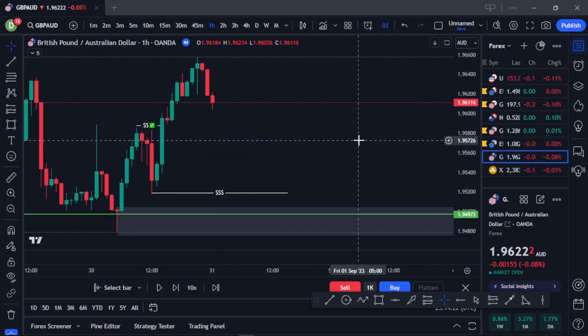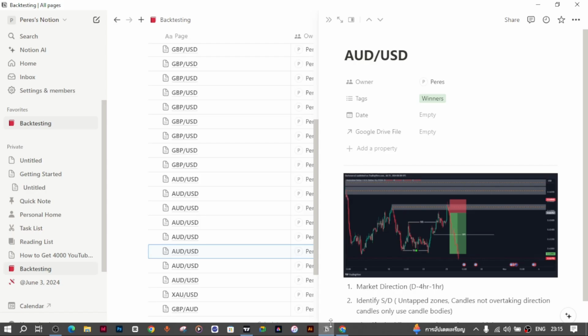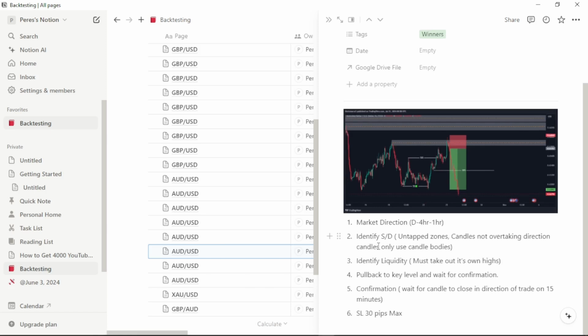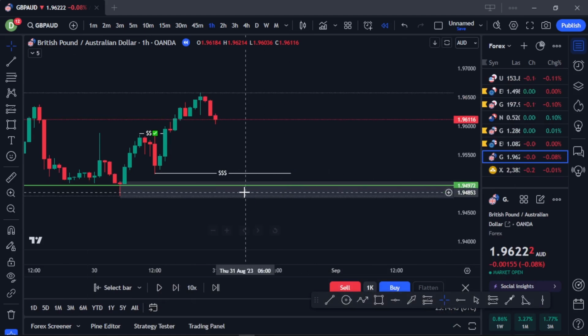So now the next thing we are waiting for is our entry confirmation. And the rule for waiting for our entry confirmation is simple. After identifying your supply and demand area, the next rule is simply to identify your liquidity. Now you've identified your liquidity area as well, and it has taken out its own highs. Now wait for a pullback to the key level and wait for confirmation. So now what are we waiting for? We're waiting for this market to trade back into this area of demand before we take our trade.